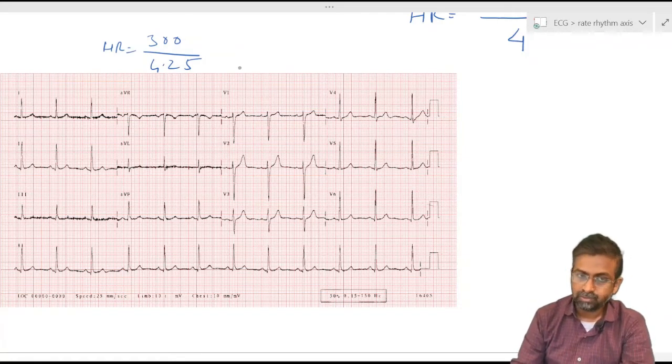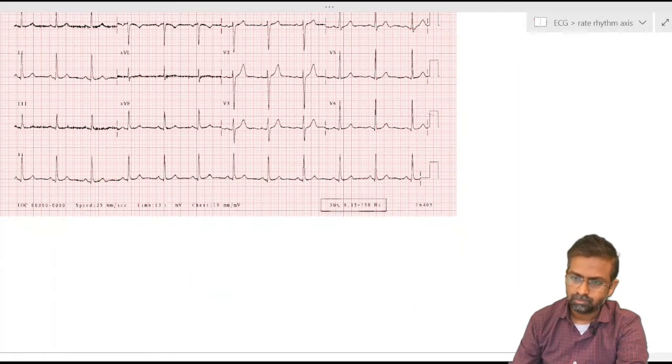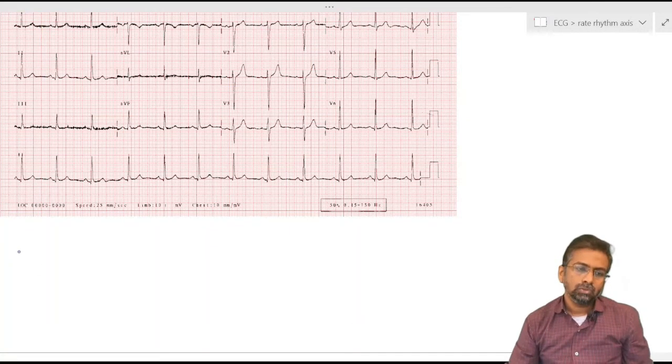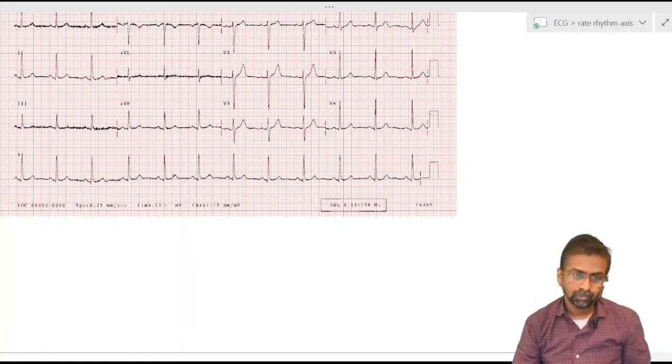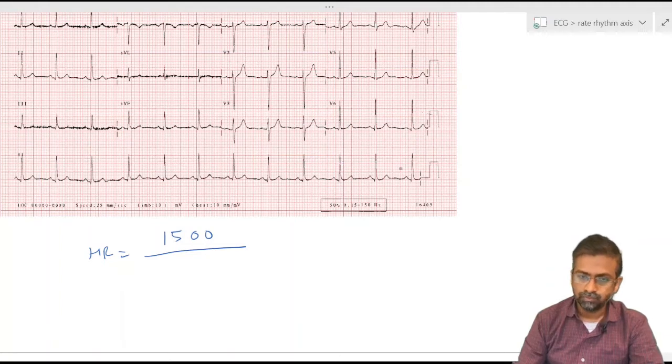So what do we do here? Instead of large squares we take smaller squares. In the ECG one large square is equal to 5 small squares. Hence heart rate will be equal to 300 into 5, that is 1500, divided by the number of small squares between two R waves. So you need to calculate the number of small squares between two R waves, and that will be your heart rate.